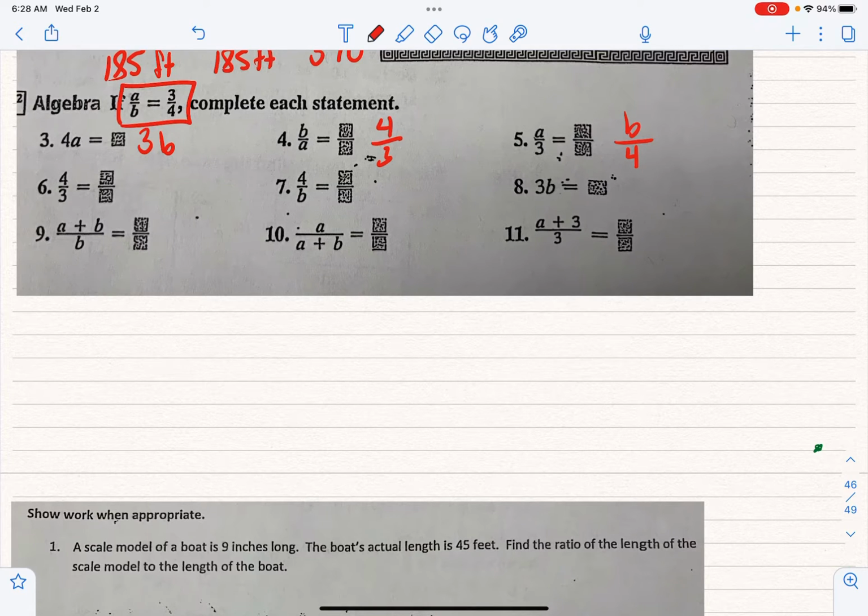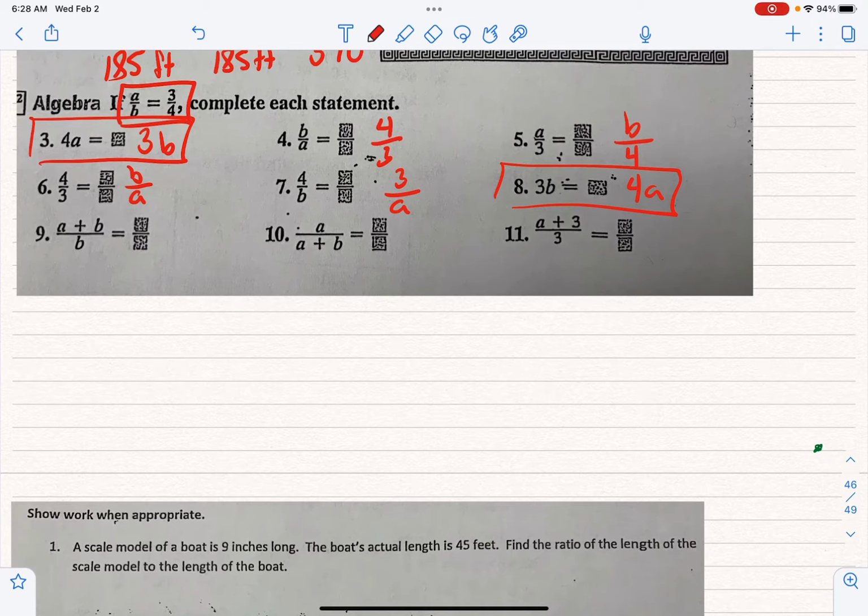Number 6, they spun the whole thing around and flipped it over. And so 4 over 3 would be equal to b over a. Number 7, they've spun it around and are looking at it sideways. And so 4 is to b the same way that 3 is to a. Number 8, again, they just did some cross multiplication. 3b is equal to 4a. We said earlier, if 4a is equal to 3b, well then 3b is definitely equal to 4a.